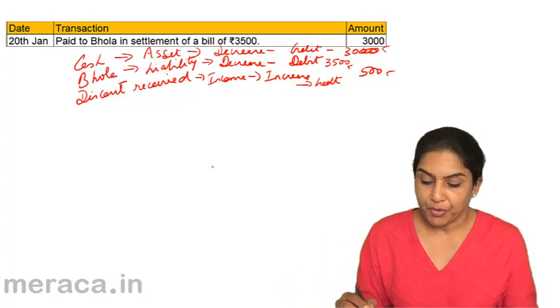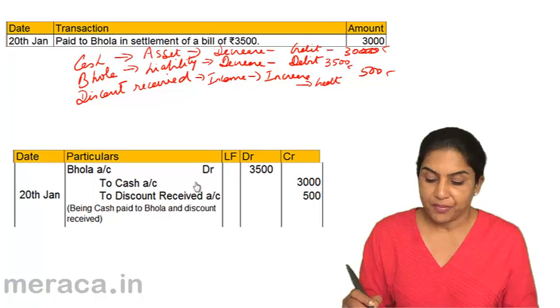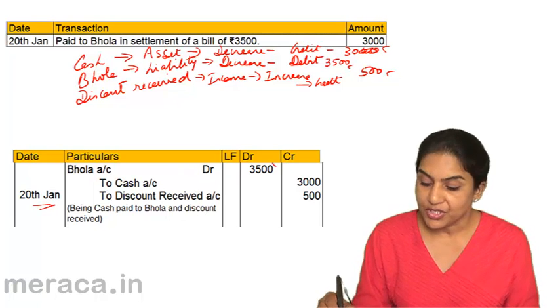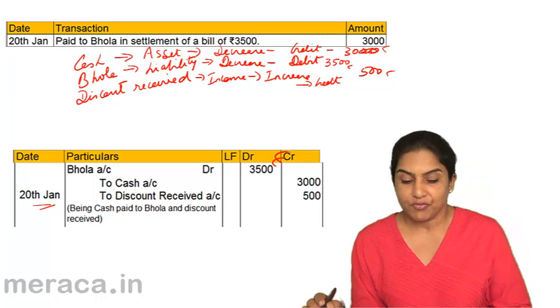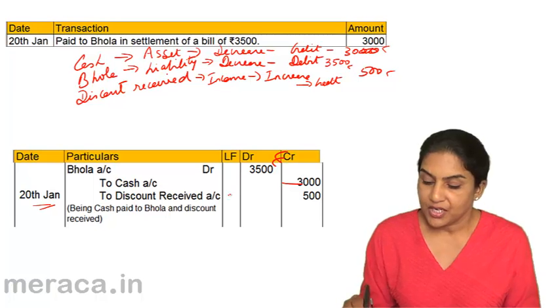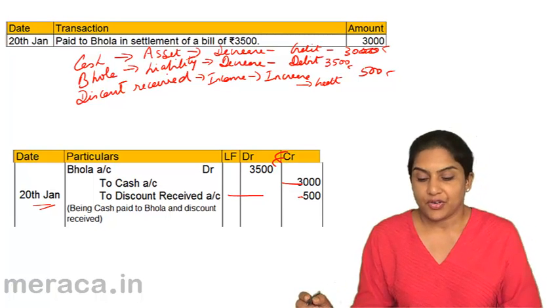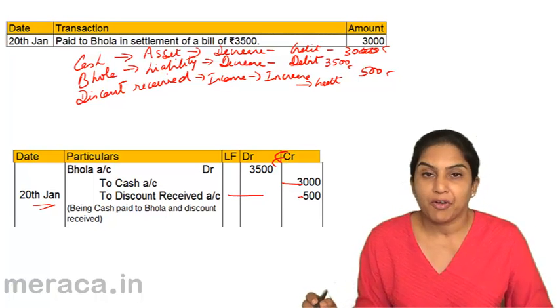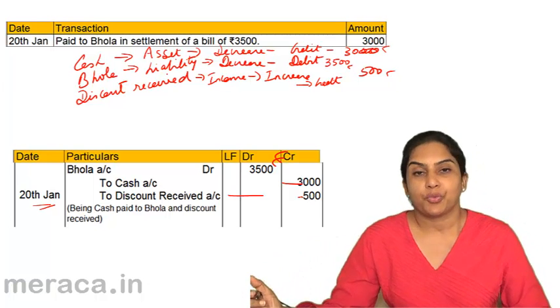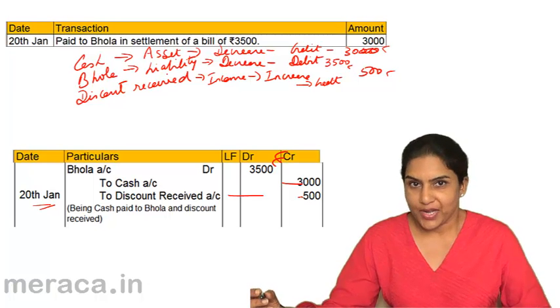How do we put it properly in the journal, in the format? It would come like this. 20th January, Bhola's account is debited with 3,500. To cash, cash is credited with 3,000. Discount 500. Discount received, a profit, an income, because we pay less than what we would have had to pay otherwise.